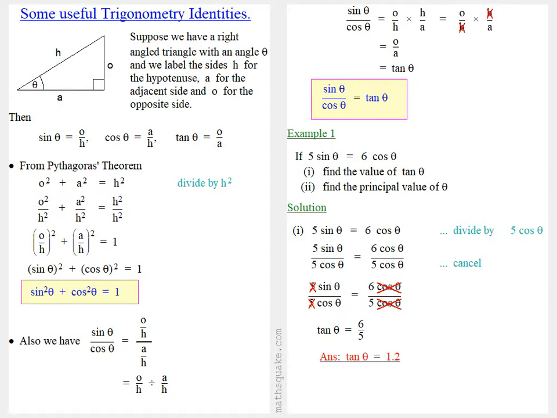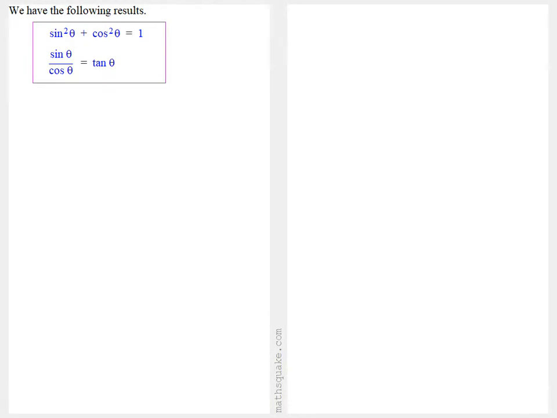Now using a calculator we can work out the value of theta. Theta is the inverse tangent of 1.2 and the calculator gives us the value 50.194 degrees. This is the principal value. So we have theta is 50.2 degrees when rounded off to one decimal place. So we have the following results. Sine squared theta plus cos squared theta equals 1. And sine theta divided by cos theta is equal to tan theta. And we can use these results to solve equations involving trigonometry.